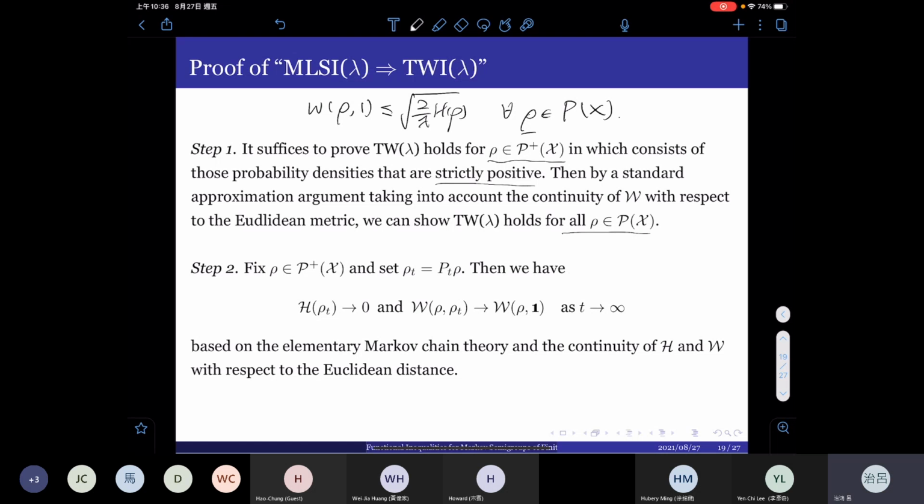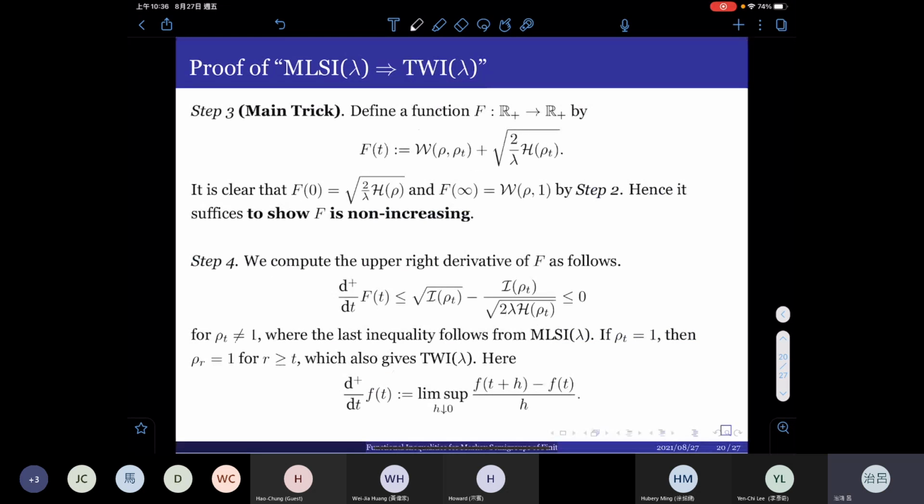And then we can use the Markov chain convergence theory. Now, rho_t goes to 1. So we have the entropy goes to 0, and the metric goes to this by the continuity of the entropy and W. By step 1 and 2, we have 3 and 4. Step 3 is the main trick.